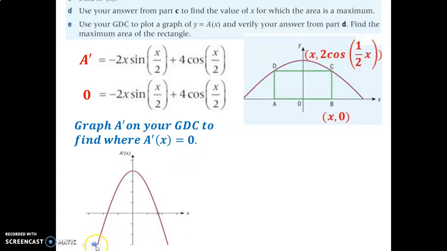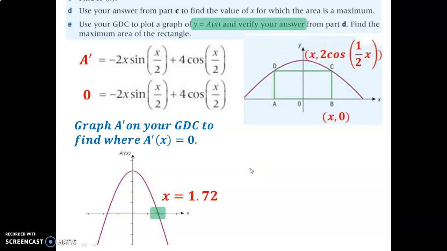Okay, let's check. So here's the graph of A prime, and it's equal to 0 right here. Find that point. And on your calculator, we know how to find that. It's x equals 1.72. That tells us when this length is 1.72, we have the optimal area here, the maximized area.